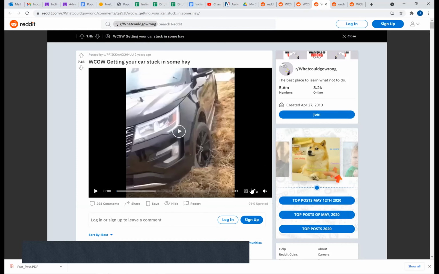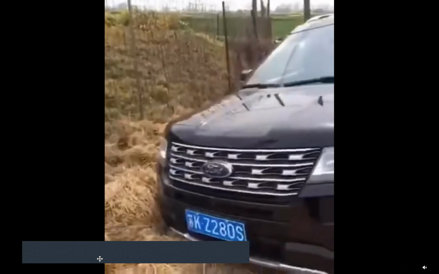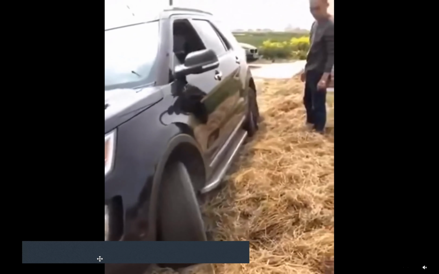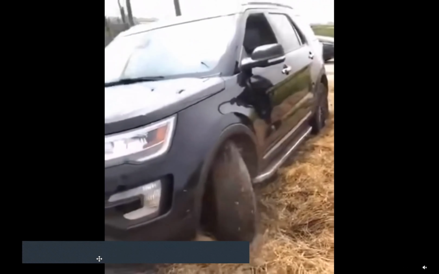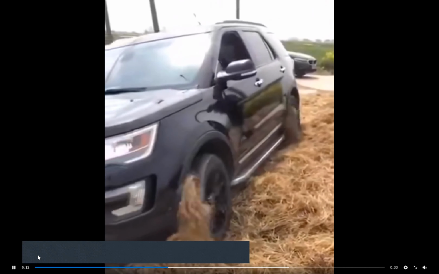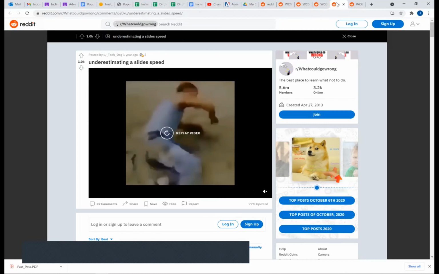And then here, if you think you've got enough friction, but you don't have enough friction, uh-oh, you just might find yourself stuck in some hay. Oh, that's no good, especially with only the front wheel drive. Oh, that is not it. That is not it. Okay, and then what else is going on?